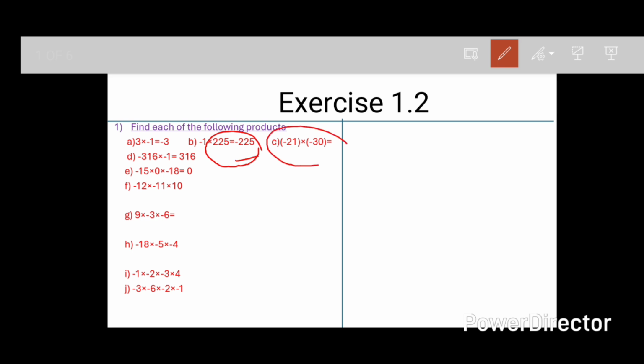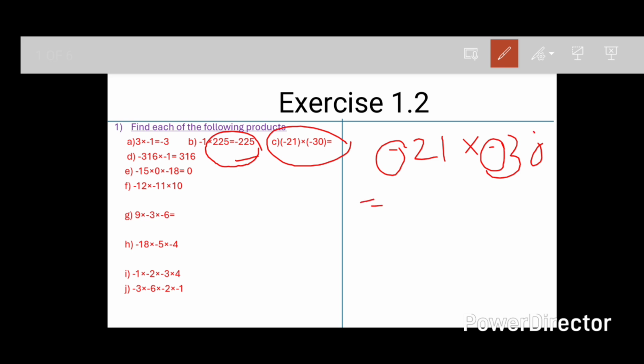Okay, seventh. So how much is it? Minus 21 into minus 30. So here both the numbers have the negative sign. So now what should we do? We just ignore the negative signs. First we should multiply the numbers.